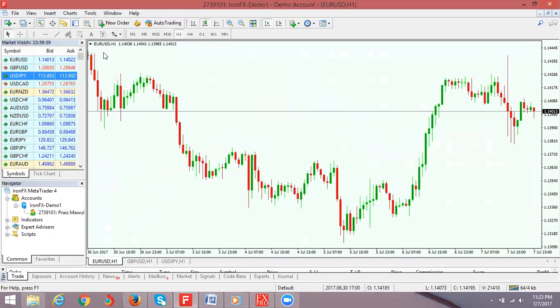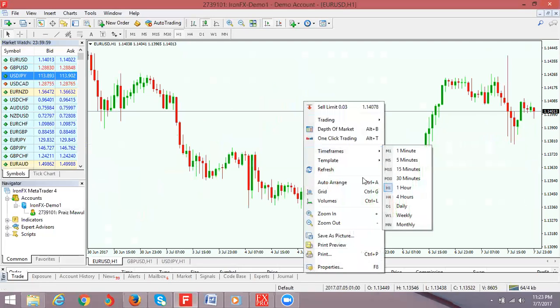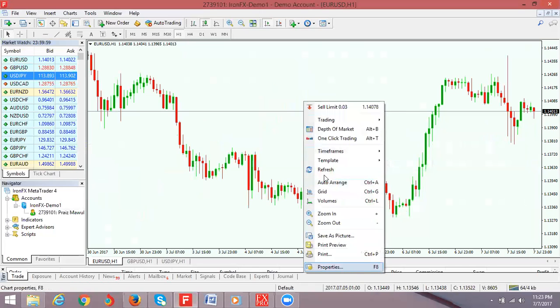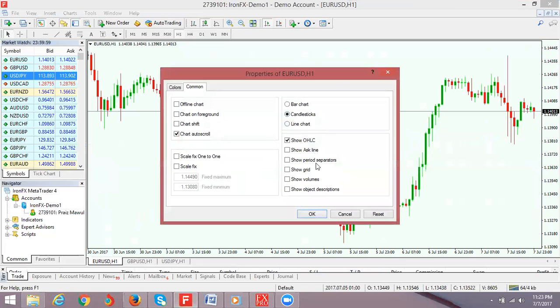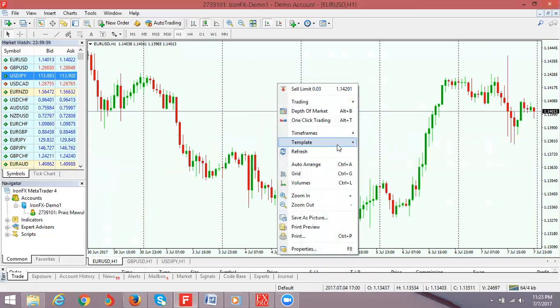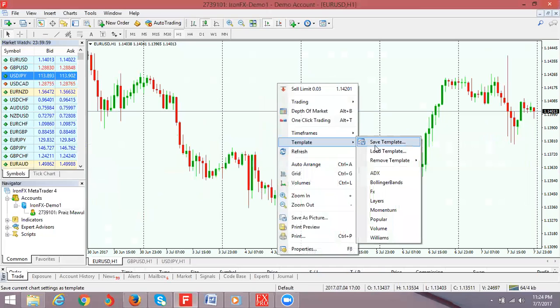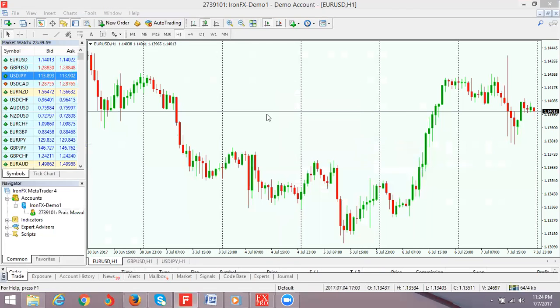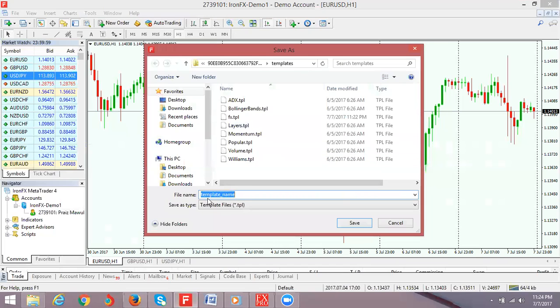Let's stay on the Euro USD chart. There's another something that I want. Normally I want, let me see, the period separators. So I'll take that and we have the period separators. Yeah, so I can save the template again so that it will affect. I can load it on the other one. So save it. I'll use the same name.